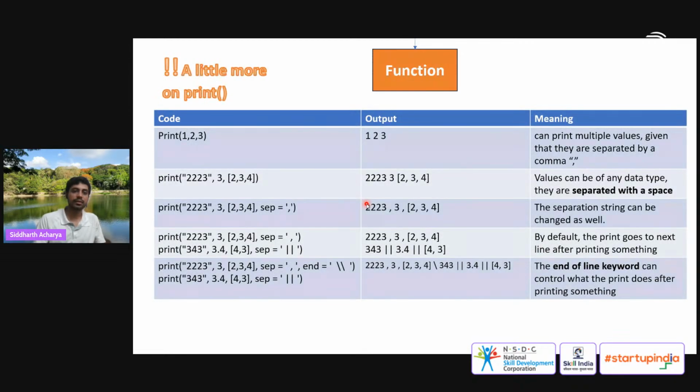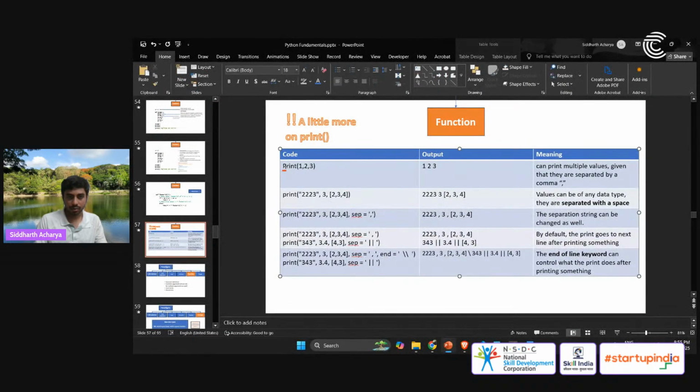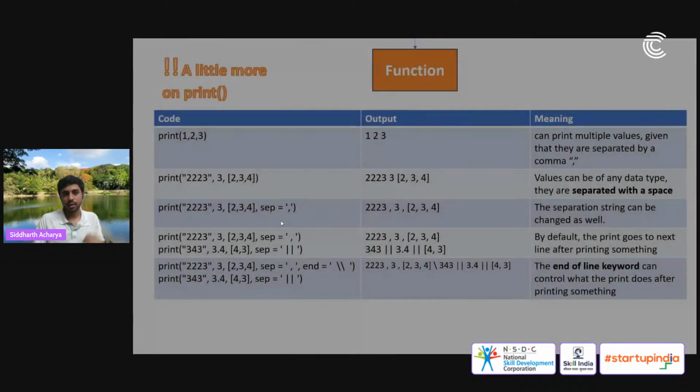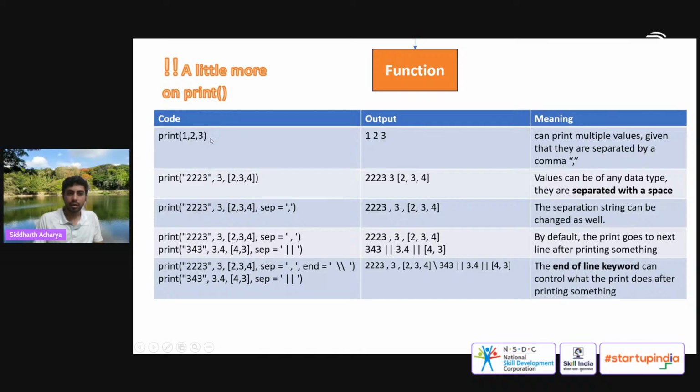We get some little more detail over the print function. Sorry for the typo here. It is not capital, it is small p. Right. So you can actually print multiple stuff. Print 1, comma 2, comma 3. You have to separate them with commas, and they get printed with a space in between. You can print multiple things from different data types, and again they get printed.